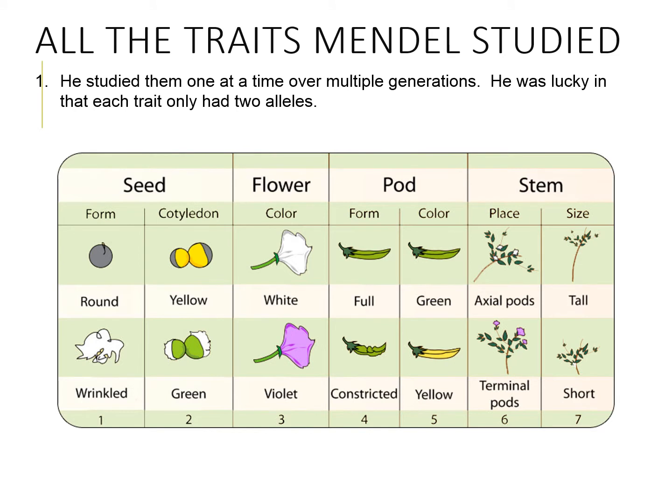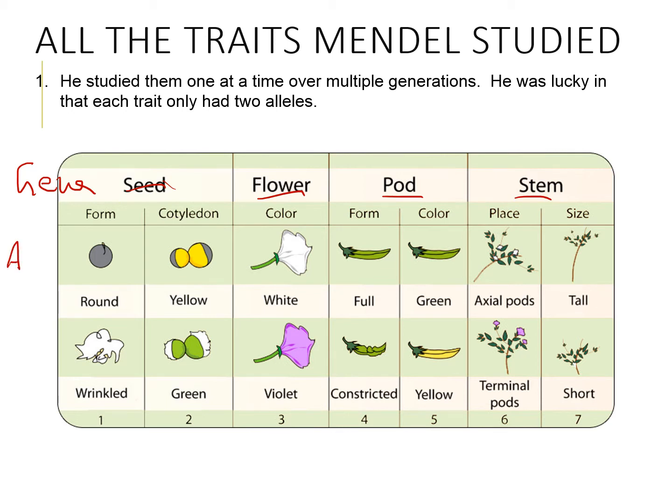Here is a list of all the traits that Mendel studied, and he studied them one at a time over multiple generations, and he was lucky that each trait had only two alleles. So the traits he looked at, or genes he looked at, were something to do with seeds, some stuff to do with flowers, pods, stem, and for each of these genes, there were just two alleles.